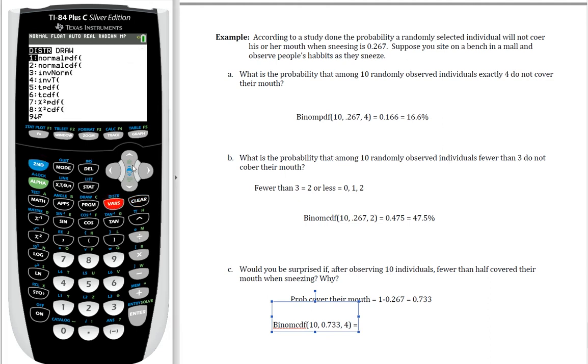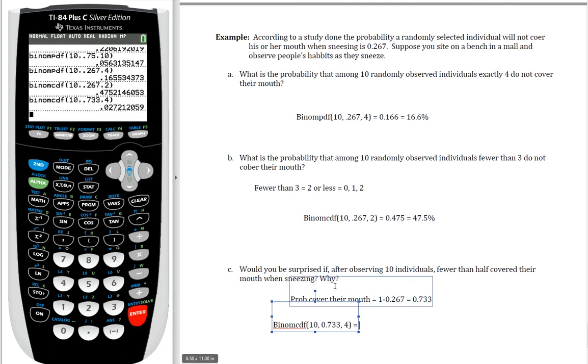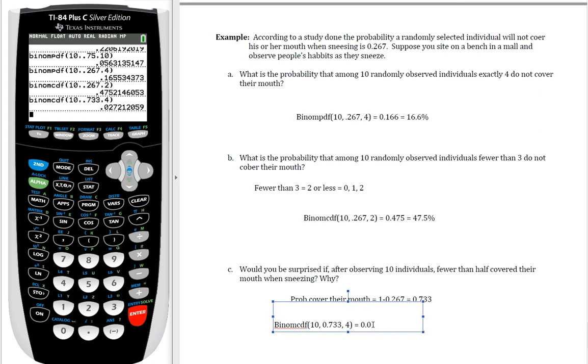If I run that, Binomcdf of 10, 0.733, up to 4, I get 0.027, or 2.7%. Since 2.7% is less than 5%, we would consider this to be unusual.